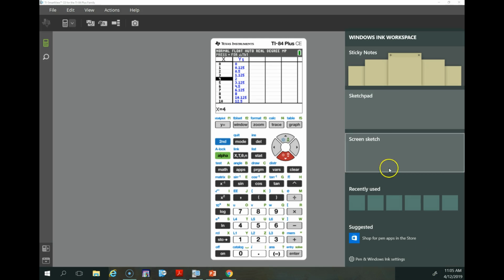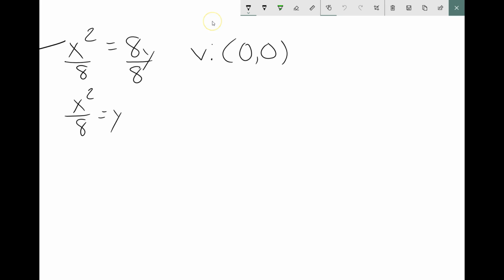So let's look at a different example. Let's try out a little bit different one. So let's say you have one like this, (x + 1) squared equals, what was the example? 5(y - 2). So this one's a little bit harder to graph.